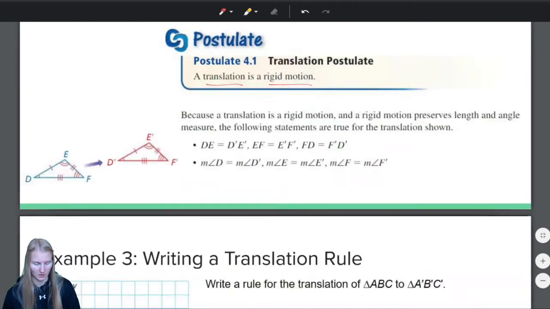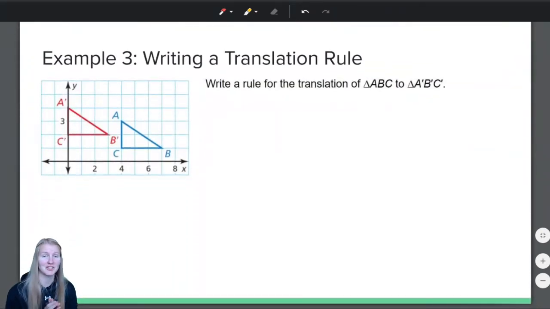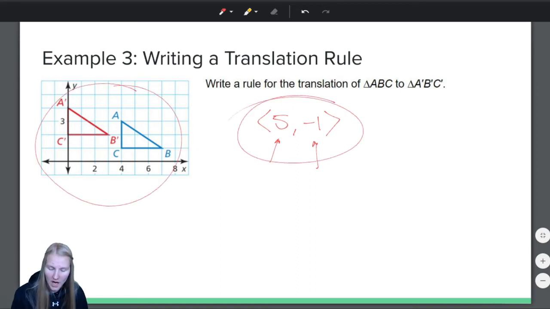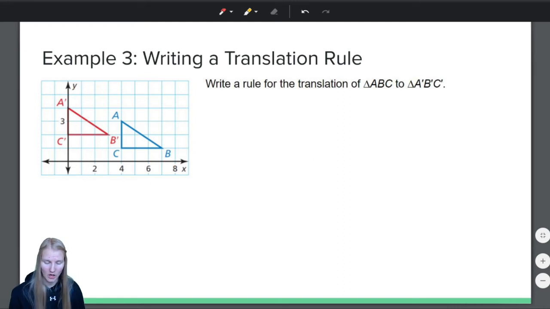Okay, all right, so let's move on to our next example, writing a translation rule. So now, in the first example we did, they gave us <5, -1>, and we said, we're going to go right 5 and down 1. Now, they gave us the picture, and they want us to write the rule. So now we're doing the opposite of what we did in the first example. So, let me get a different color, and let's look.